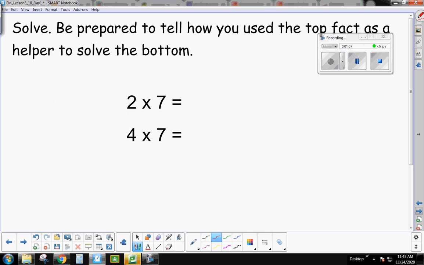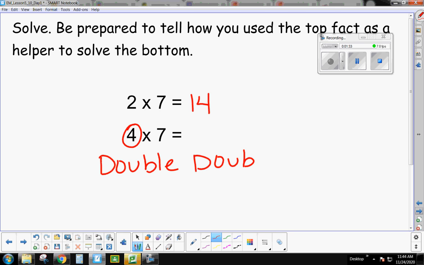All right, go ahead and solve these two facts. Be prepared to explain how 2 times 7 helps you solve 4 times 7. All right, so 2 times 7 is 14. And I know that 4 times 7 is double that, right? 2 and 2 is 4. So anytime I multiply by 4, it's like a double-double. So 2 times 7 is 14, so 14 and 14 is 28.